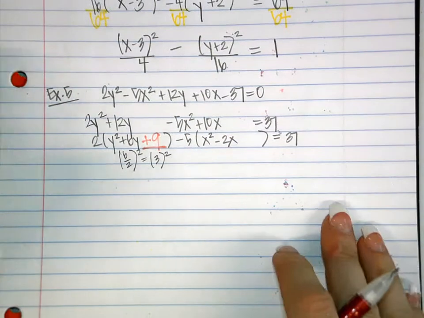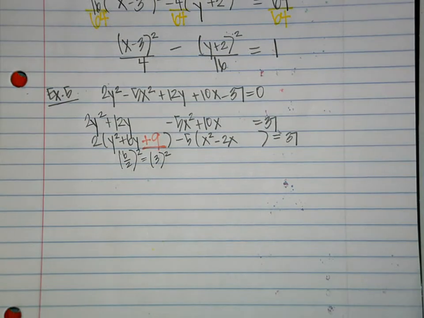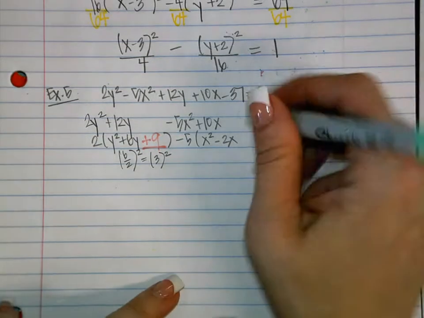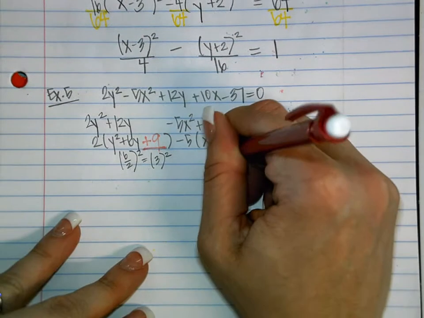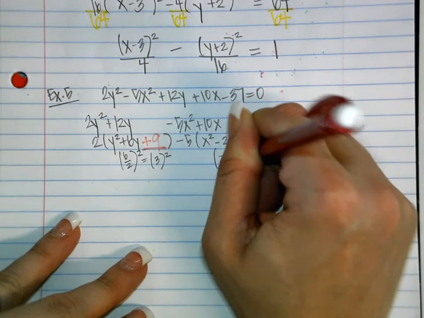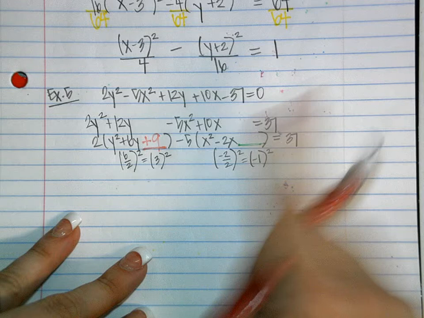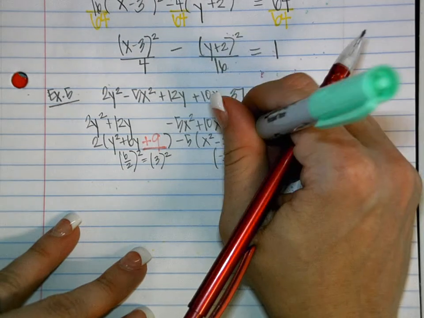What will I add in the parentheses with the x? Write it. Okay, here. Take your middle number divided by 2 and square it. So negative 1 squared means we're going to add 1. What do I add to the other side?